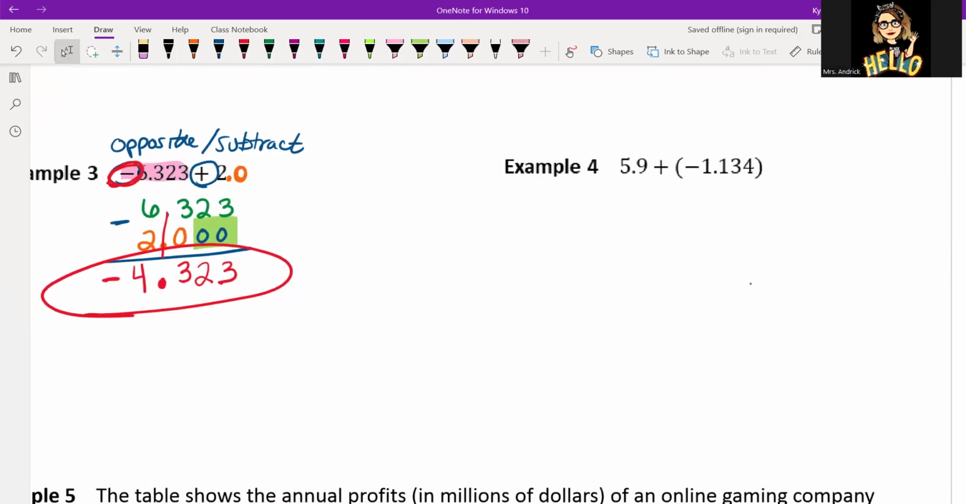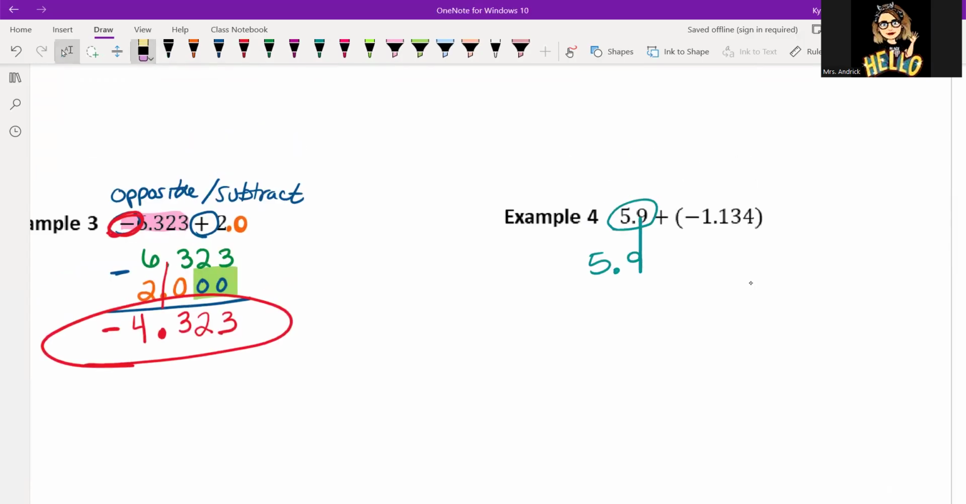Again, try example 4 if you want to. This one's a little tricky. There's a lot of borrowing, so I'm just going to work through it. 5.9 is the bigger number, so that's going to go on top. Then we have to put the 1.134 underneath. Line up your decimal places. We're missing place values, so we're adding zeros here. Then this is a positive, this is a negative, so these are opposite. So we're going to subtract.